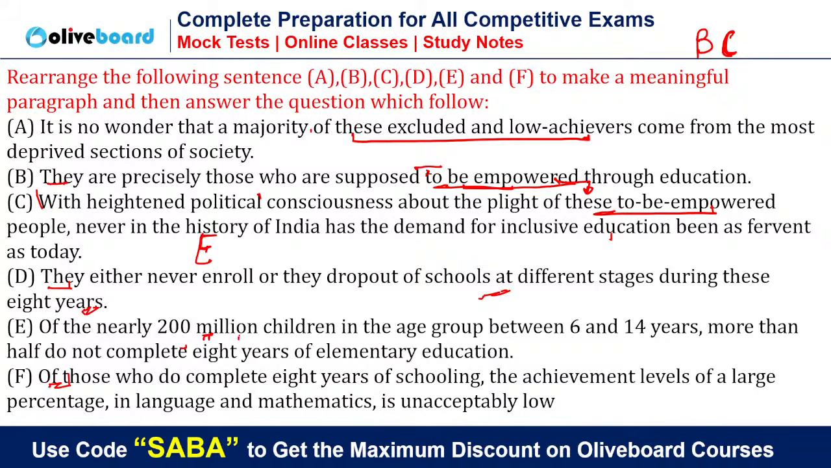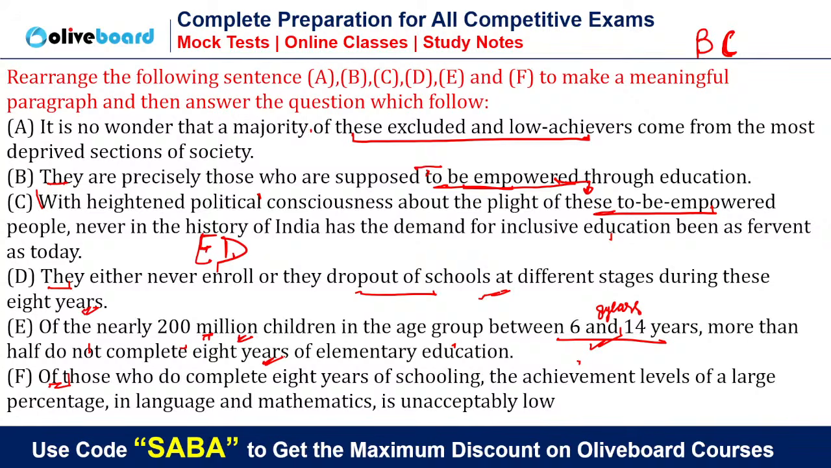Of nearly 200 million children in the age group between 6 and 14 years, how many years will come? 8 years. Immediately after this, can we say D will come? ED. I've said directly 8 is not given, but this much calculation you people can do, no? So ED will form a pair. They either drop out of schools at different stages during these 8 years. Okay? No. We are saying that more than half do not complete 8 years of elementary education.